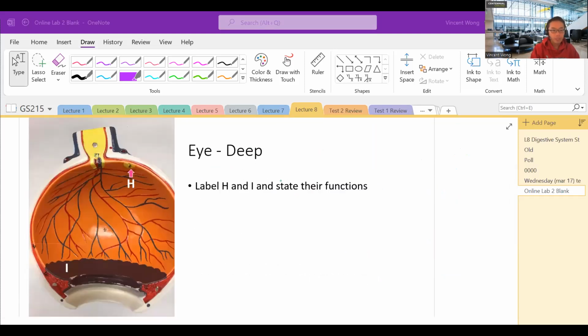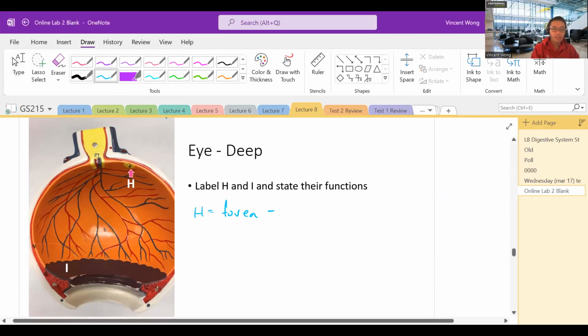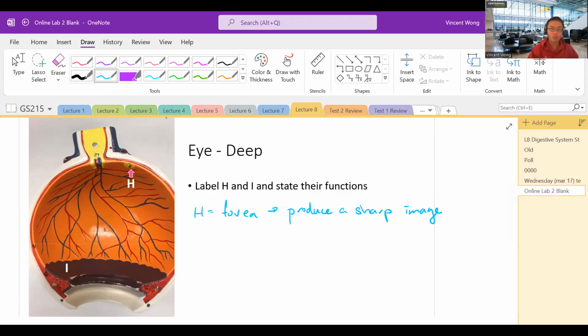Okay, there's a spot here on the side. That would be the fovea, right? This is where you will be able to produce a sharp image. That's the thing that you're focusing on, right? Whatever you're focusing on, that object will project an image onto the fovea.